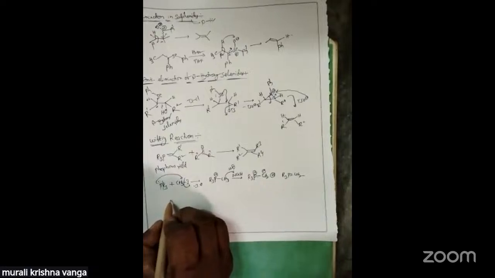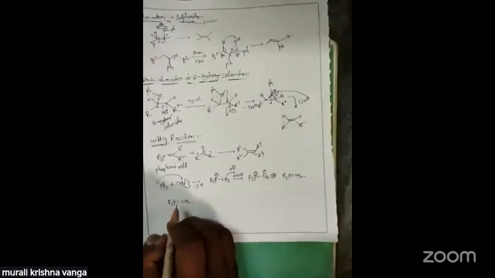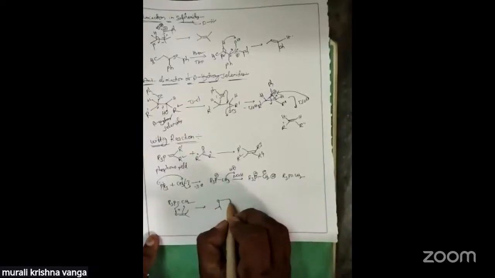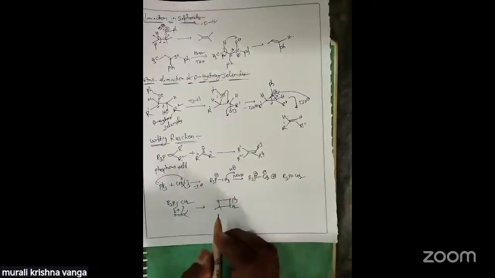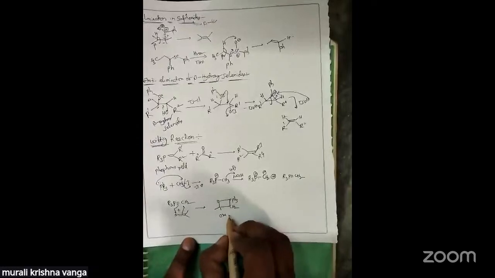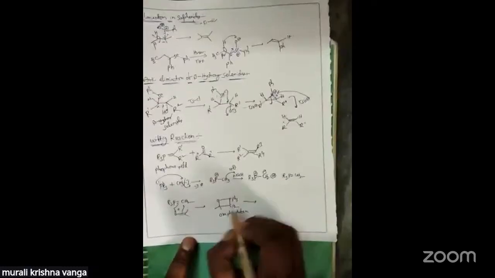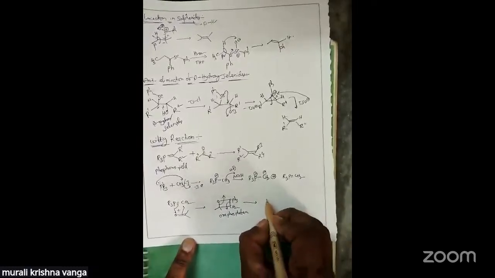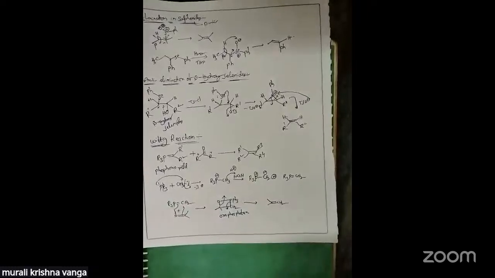When this phosphorus ylide reacts with a carbonyl compound, the product is an oxaphosphetane. Oxaphosphetane formation. This oxaphosphetane is involved in the formation of alkene as the product. This is the Wittig reaction.